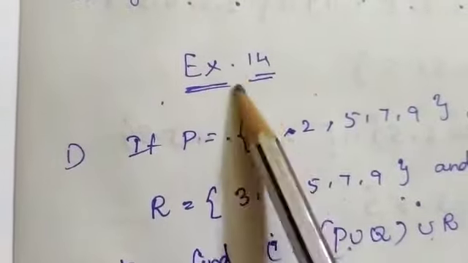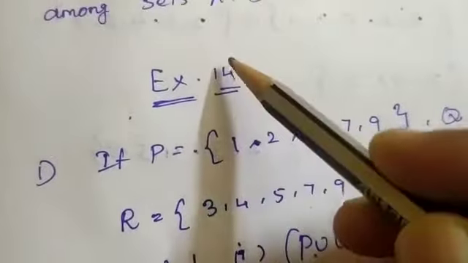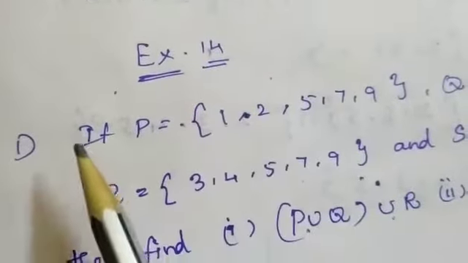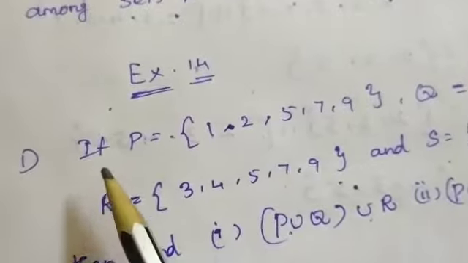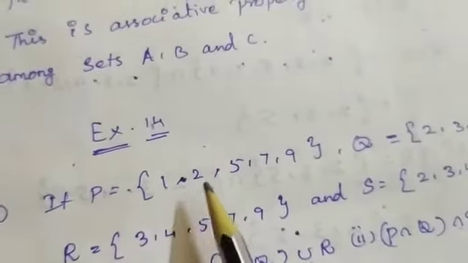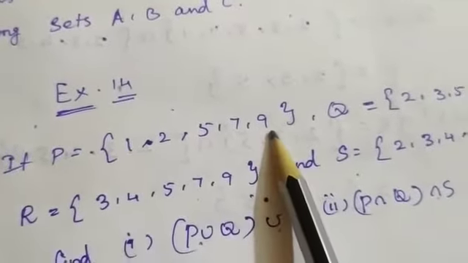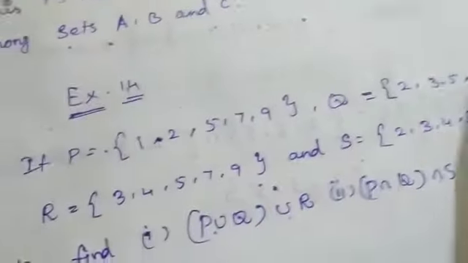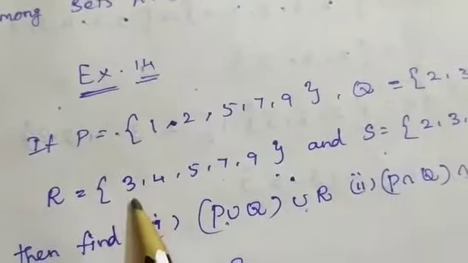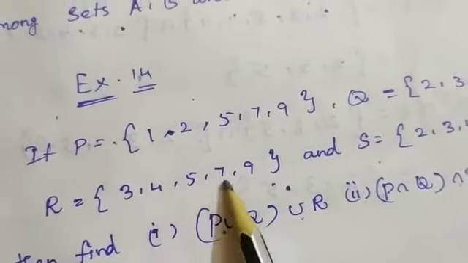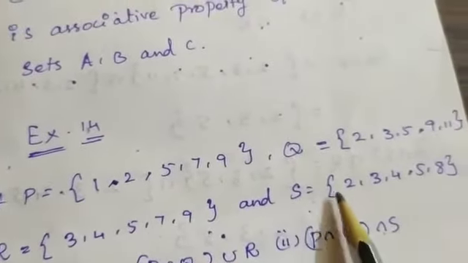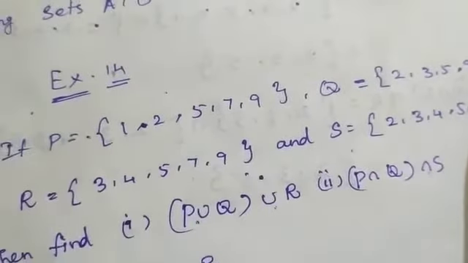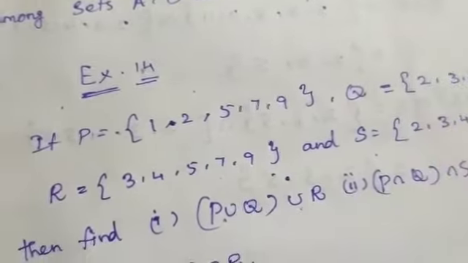Next, exercise 1.4. So we have to find, first question: if P equal to 1, 2, 5, 7, 9, Q equal to 2, 3, 5, 9, 11, R equal to 3, 4, 5, 7, 9, and S equal to 2, 3, 4, 5, 8. There are 4 sets of equation.